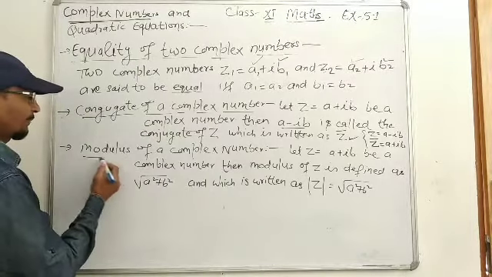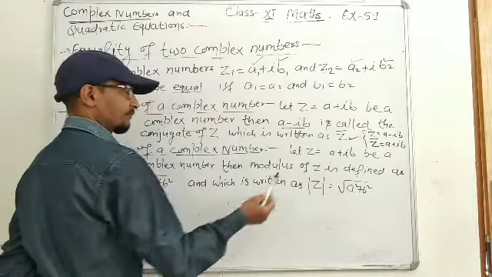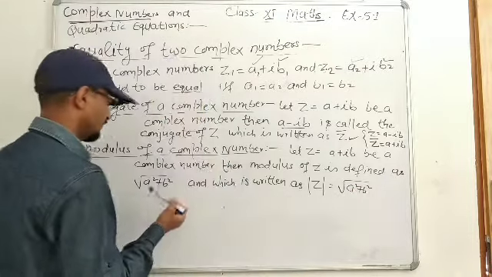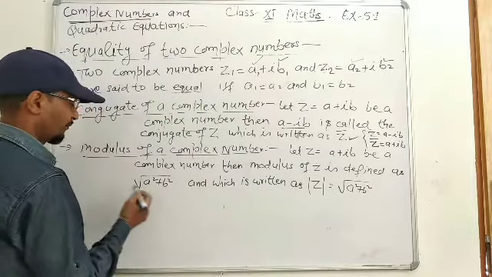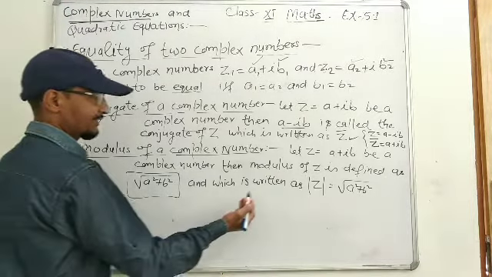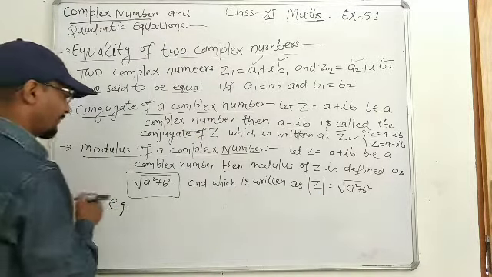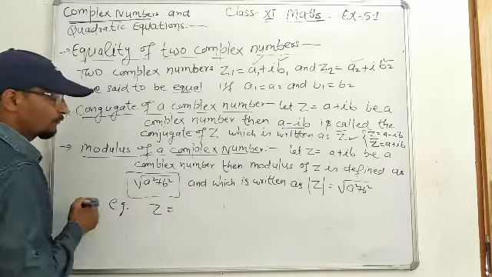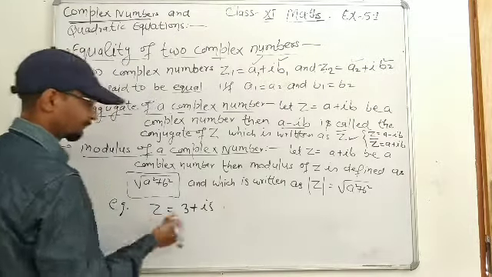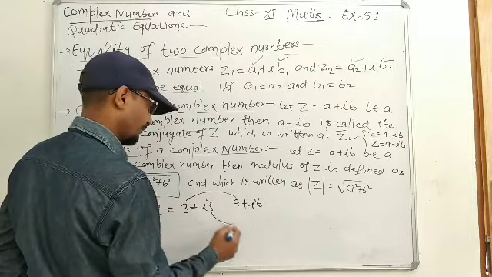Next is modulus, mod of a complex number. In short we can say modulus. Let Z equal to A plus iB be a complex number, then the modulus of Z is defined as root over A square plus B square. It is written as mod Z equal to root A square plus B square. For example, if we have a complex number Z equal to, suppose, 3 plus i5, it is of the form A plus iB. A is 3, B is 5.